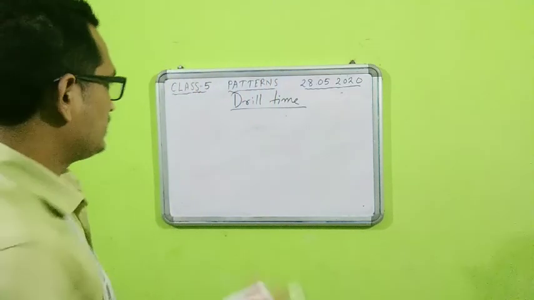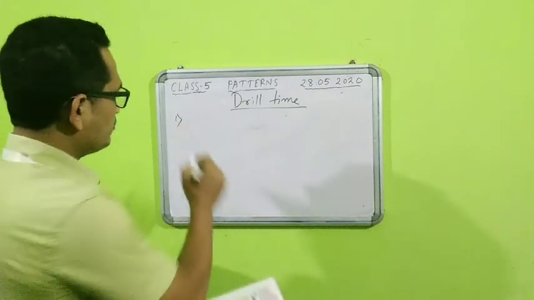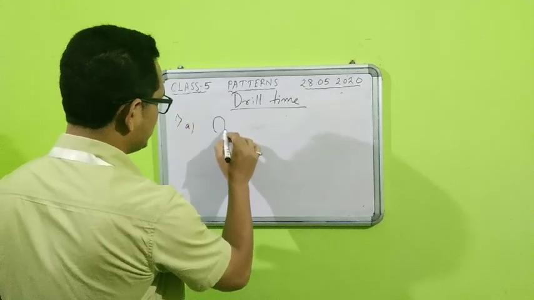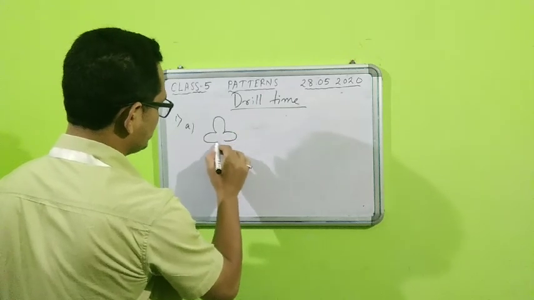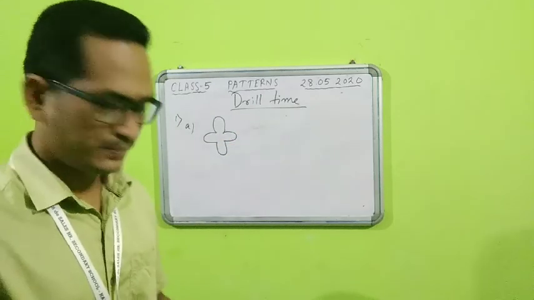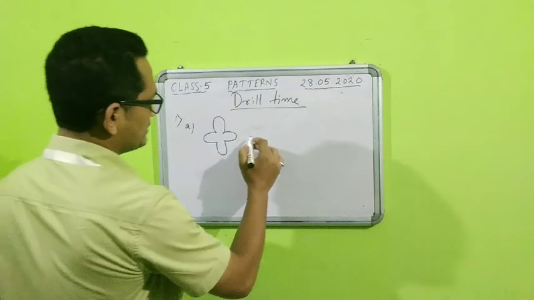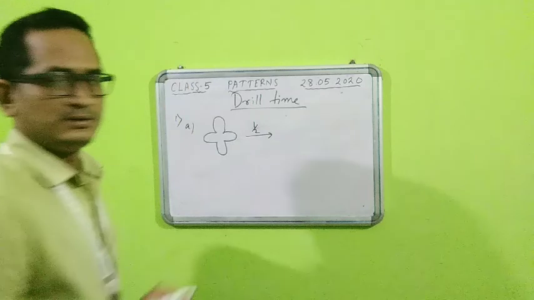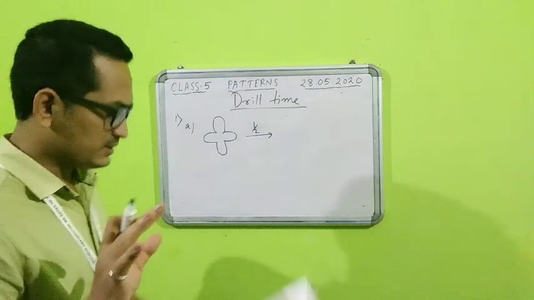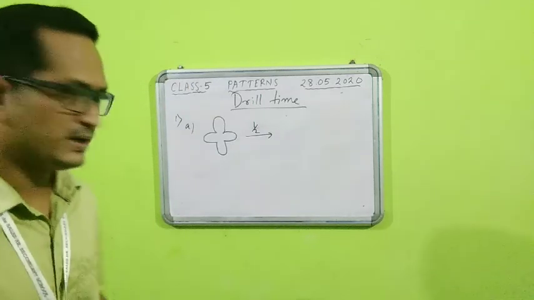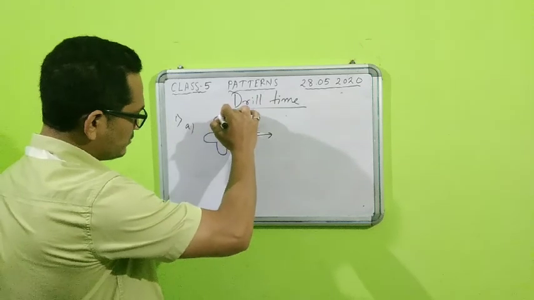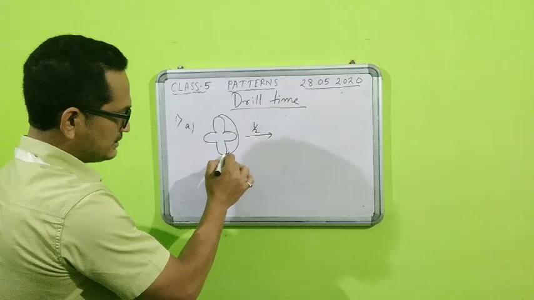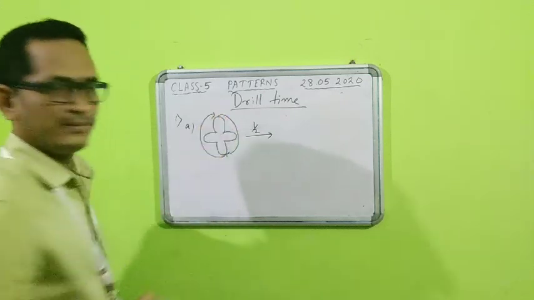So question number 1A. Now students, the figure is somehow like this. It is given like a flower, somehow like this. Now students, if I turn it in the half direction, or you can say 1/2 rotation, 180 degrees, what will happen? This part will come down here. That means the top will come down and the bottom will go up.